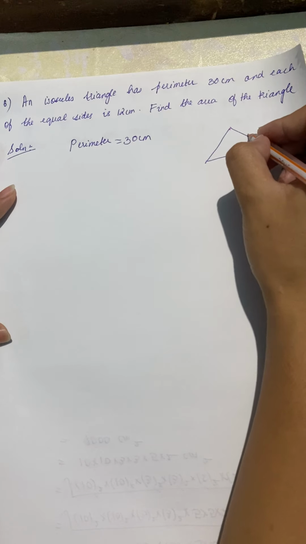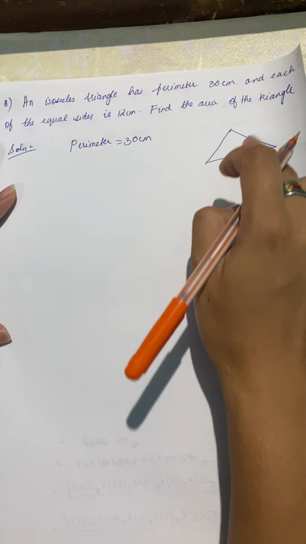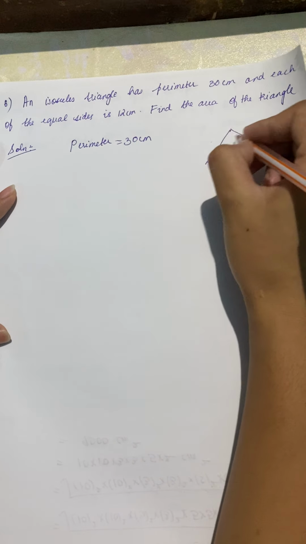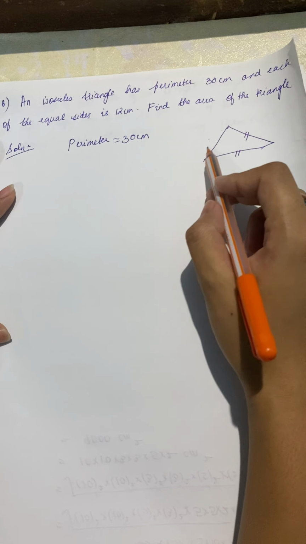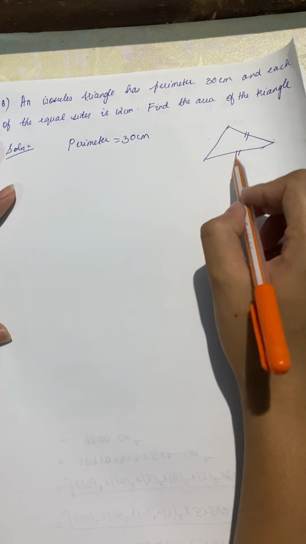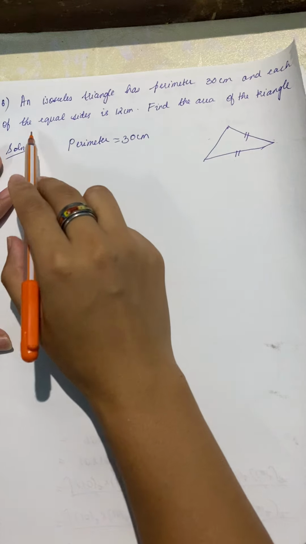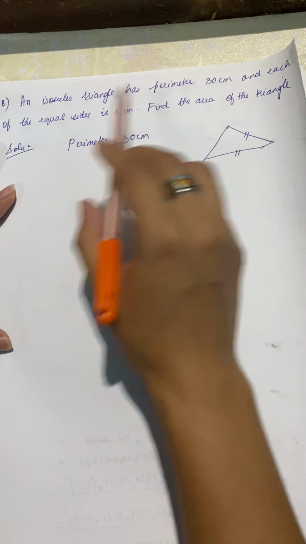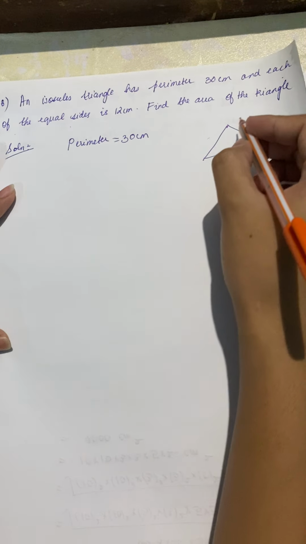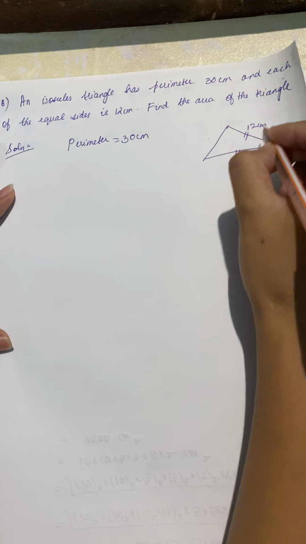Two sides will be equal. So if these sides are equal, then they'll have the same measurement. Clear? And this side will be some other measurement. Okay, they'll have some other measurements. These two sides, okay, any two sides of a triangle are equal. So what the question says is that each of the equal sides is 12 centimeters. So the equal sides are 12 centimeters each.